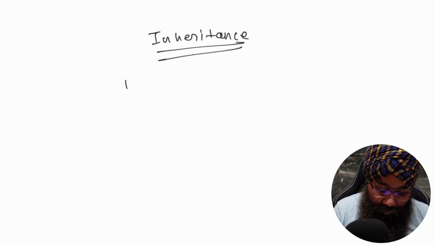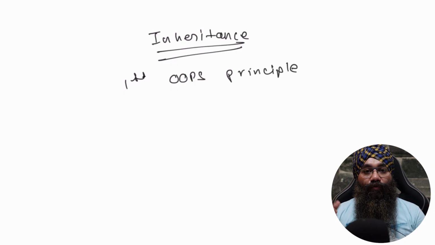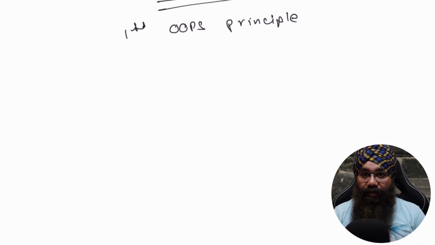Now let's learn about inheritance. It is the first key principle. Inheritance is purposed for reusing common functionality. So we'll understand this with the help of an example.